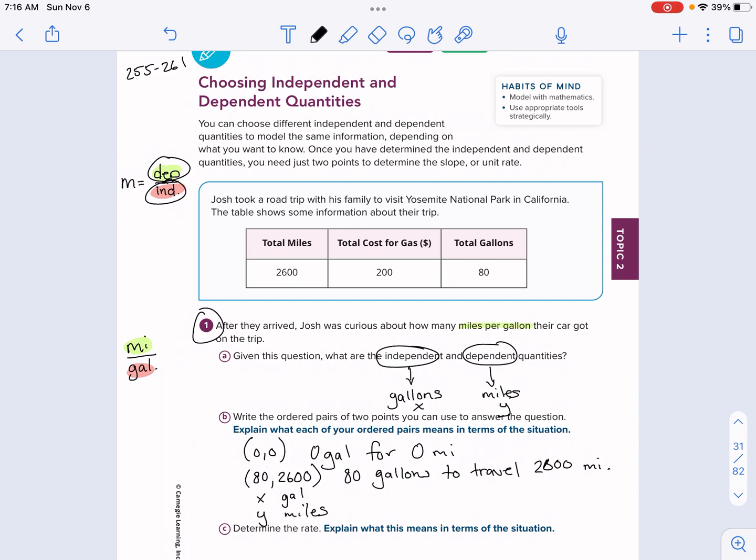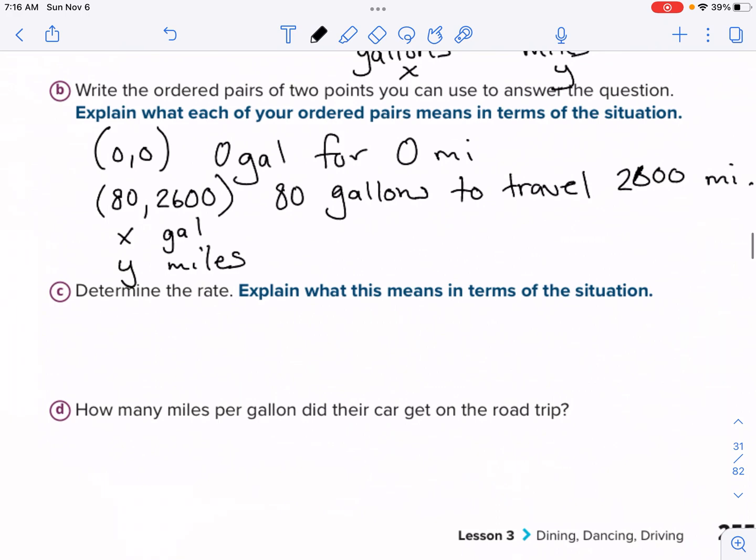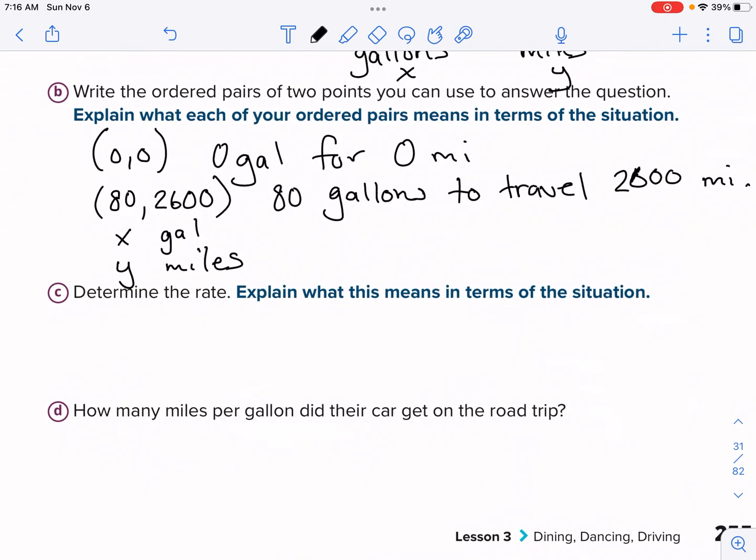This is just us setting it up before we figure out any rate of change. That's where we're going to get to the next part, C. It says determine the rate. When we say rate, you could literally just translate this to be slope. Slope means how much we increase or decrease. A rate is exactly the same, except we use slope when we have a graph. We don't have a graph here, so that's why we're saying rate.